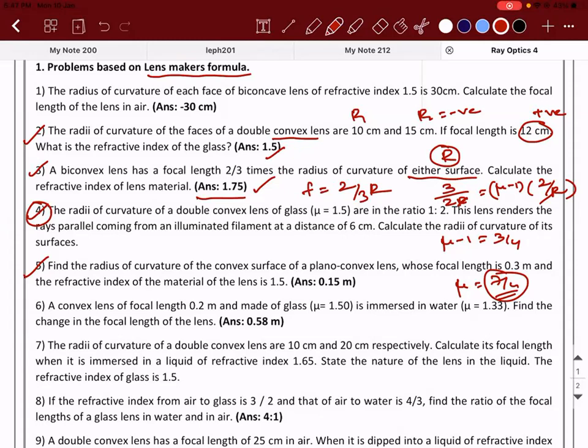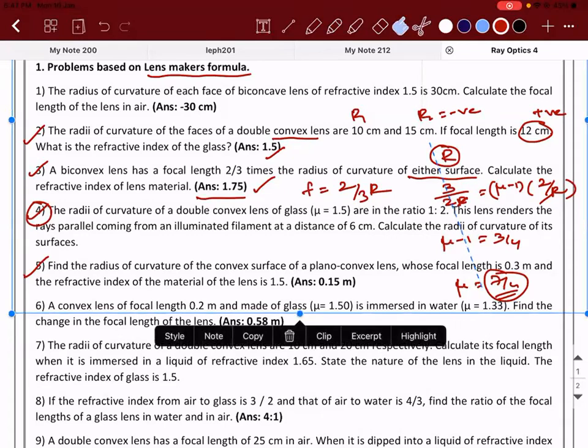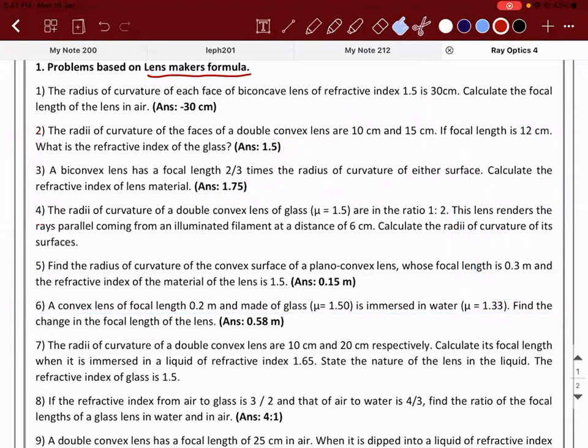So what is the answer, guys? Is it matching? If it's plano convex, then it will be infinity, right? Plano convex means something like this. So for one side, R1 will be infinity. R1 is infinity. So 1 by infinity will become just 0.